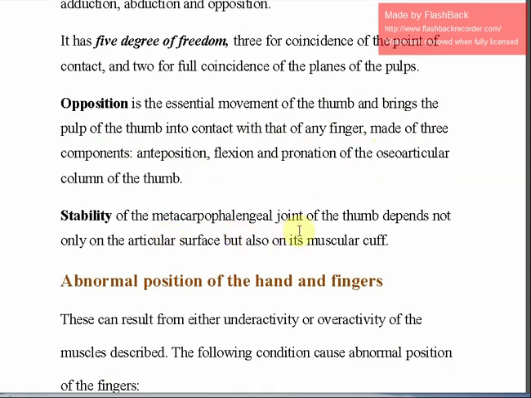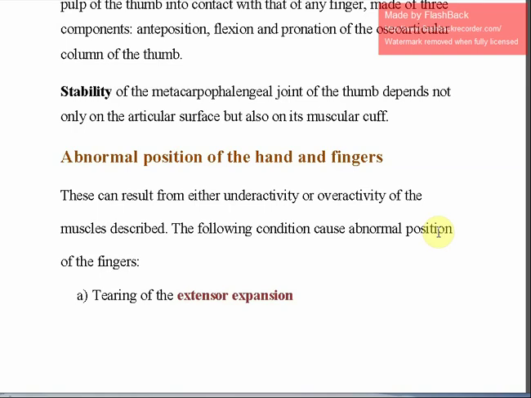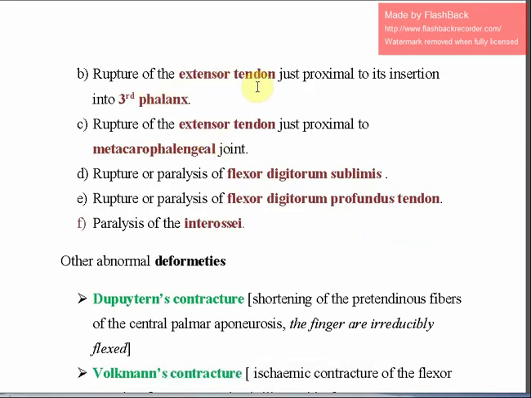Stability of the metacarpophalangeal joint of the thumb depends not only on the articular surface but also on its muscular cuff. Abnormal position of the hand and fingers can result from overactivity or underactivity of the muscles described. The following conditions cause abnormal position: tearing of the extensor expansion, rupture of the extensor tendon just proximal to its insertion in the third phalanx, rupture of the extensor tendon just proximal to the metacarpophalangeal joint, paralysis or rupture of the flexor digitorum sublimis, rupture or paralysis of the flexor digitorum profundus tendon, and paralysis of the interossei muscles.